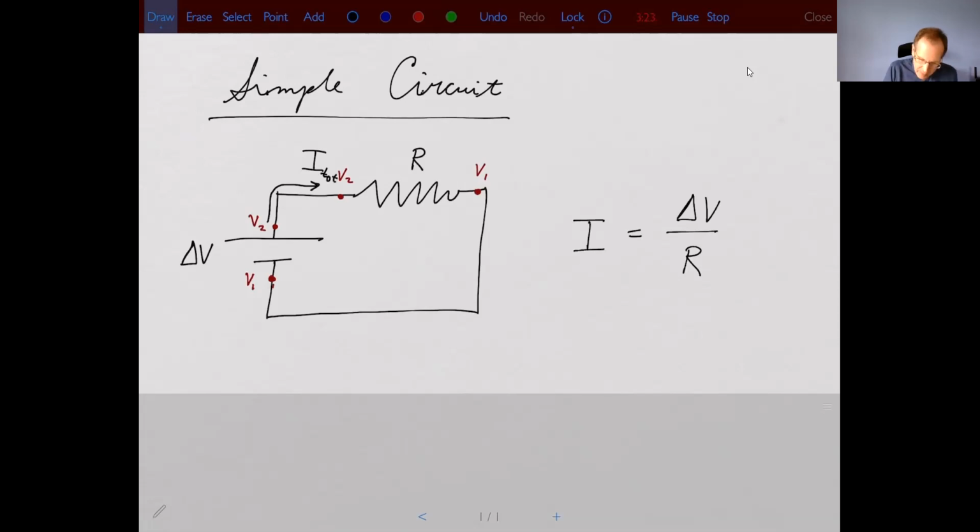And by total current, they mean the current going through the battery. In this case, there's just one current going around, but think of it as the part of the current going through the battery, the total current. All right, so the first type of circuit that we're going to see is something called a series circuit.